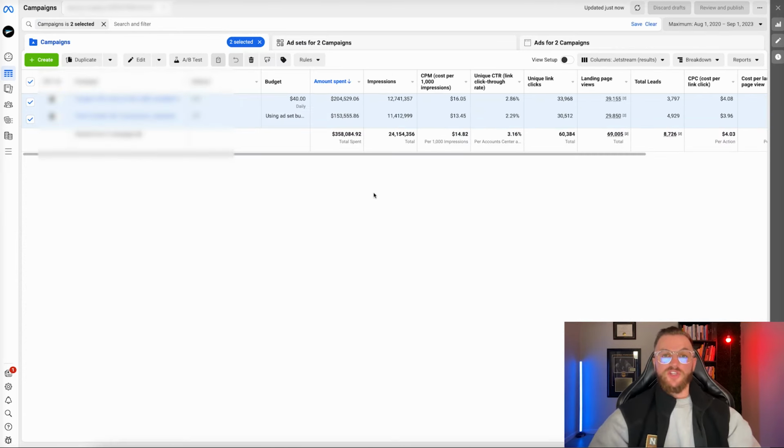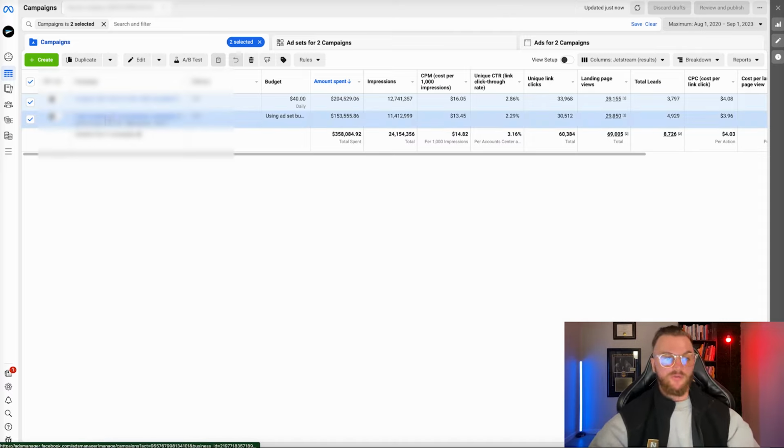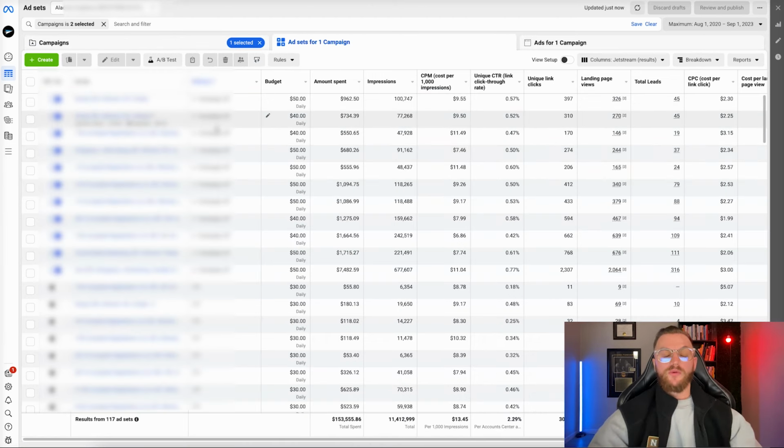Okay, so now we got these two campaigns. Let's go ahead and first look at this first campaign here. So we have the cold funded BC conversions. And for this particular client, this offer was only available in British Columbia in Canada, and that's why we were optimizing for BC only.